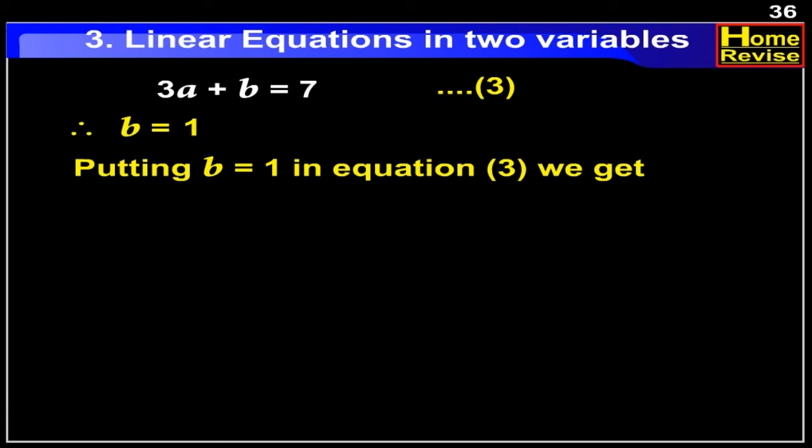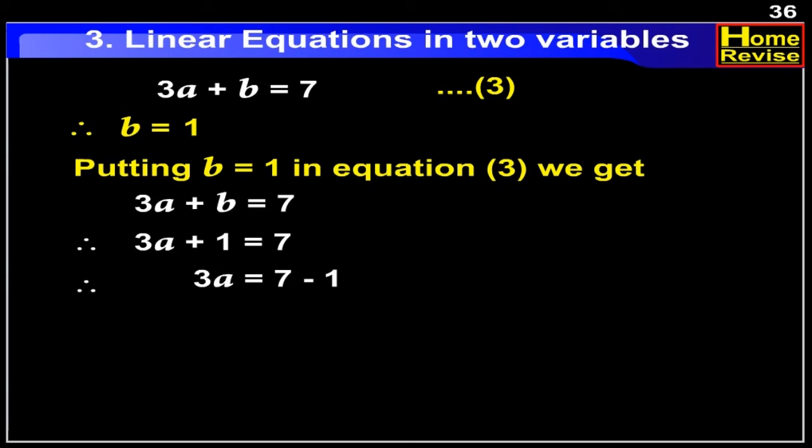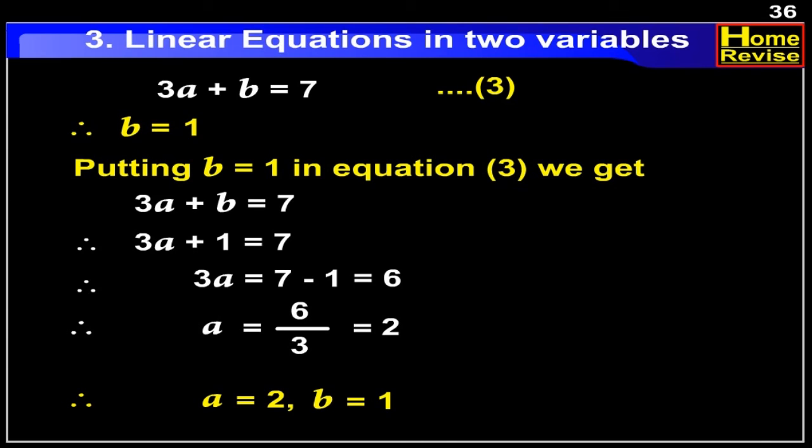Now putting b is equal to 1 in equation 3, we get 3a plus b is equal to 7. 3a plus 1 is equal to 7. Therefore, 3a is equal to 7 minus 1, which is equal to 6. Therefore, a is equal to 6 upon 3, which is equal to 2. Therefore, a is equal to 2 and b is equal to 1.